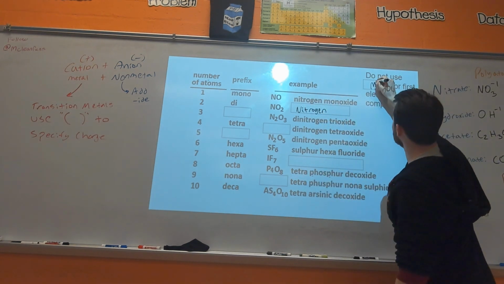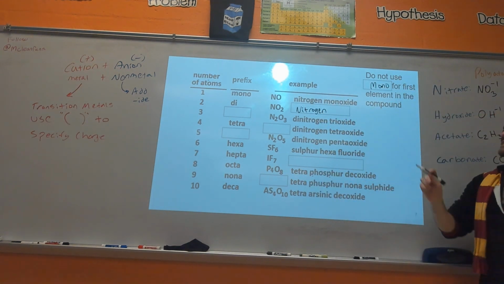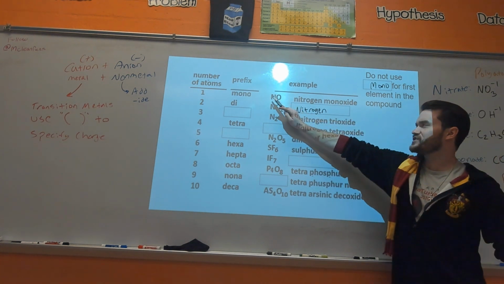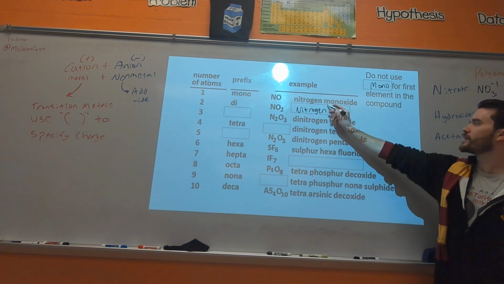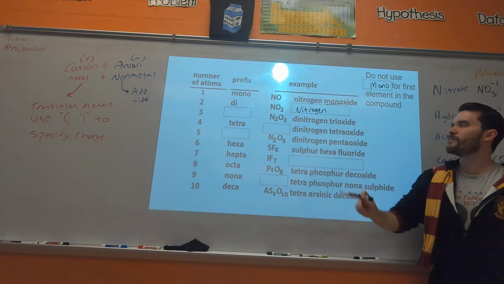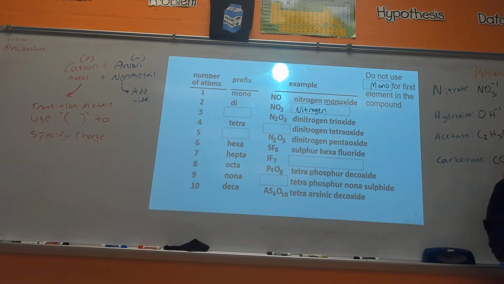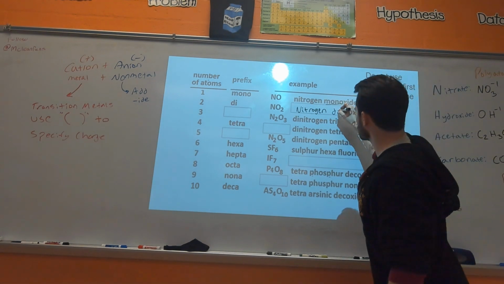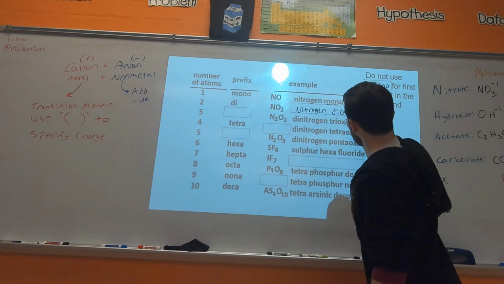You do not use mono for the first element in the compound. For example, in this first one, there's one nitrogen, one oxygen. I put mono for the second one, but I didn't say mono nitrogen, mono oxide. It's a little bit like in algebra. You don't say 1x, you just say x. It's a little bit like that idea for the first element. Okay. All right, so then this is nitrogen, and there's a 2 here, so you say di, so it's nitrogen dioxide.